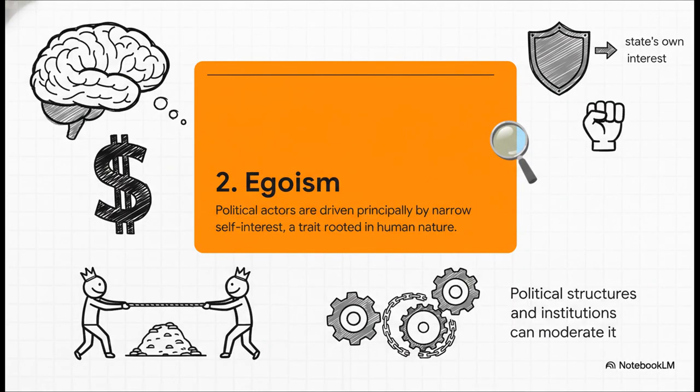Second, we have egoism. Realists argue that when you strip everything else away, political action is driven by self-interest. They see this as a pretty fundamental part of human nature. Now, this doesn't mean everyone is a monster all the time. Good laws and institutions can help us cooperate. But it's why realists get super skeptical whenever a country claims its foreign policy is all about helping others and not about what's in it for them.